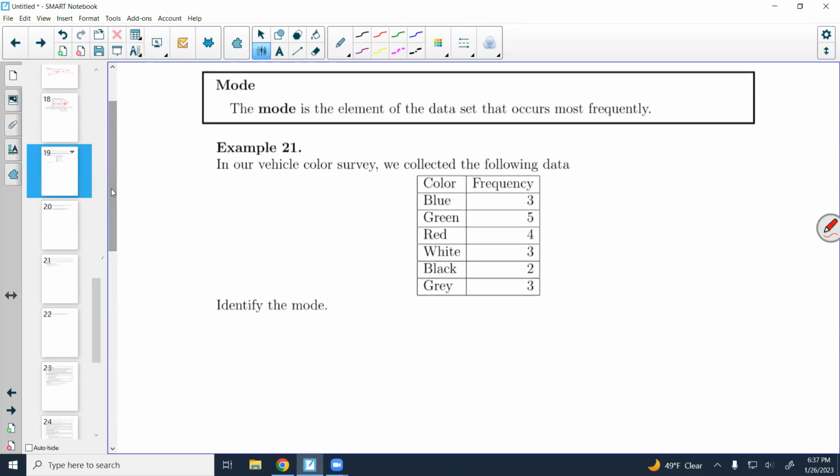This would be the last one today. Now we got one more, sorry. The mode is the element of the data set that occurs most frequently. So going back to our vehicle color survey, this is a different one. We collected the following data. Identify the mode. What color appears the most? This is the frequency, how often it appears. So which color has the highest frequency? Green. Maybe that's why it's in the most accidents.